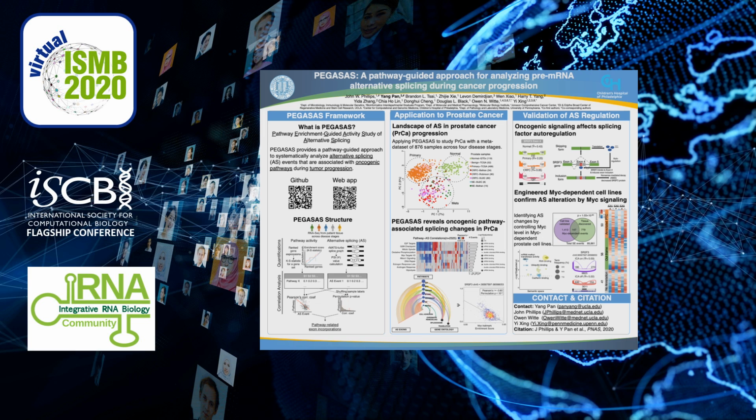Just to give you a concrete example, the splicing factor SRSF3, as I show here, shows a strong anti-correlation between the exon skipping event and the MYC pathway activity score. In a sashimi visualization, we can see that the middle exon of SRSF3 decreases steadily from normal prostate all the way to metastatic prostate.